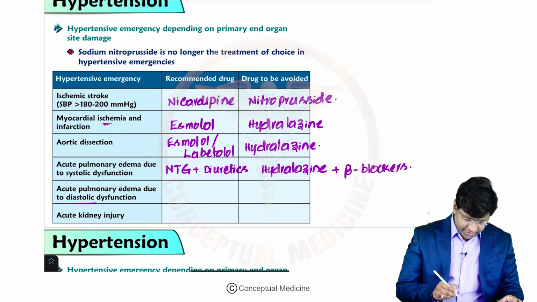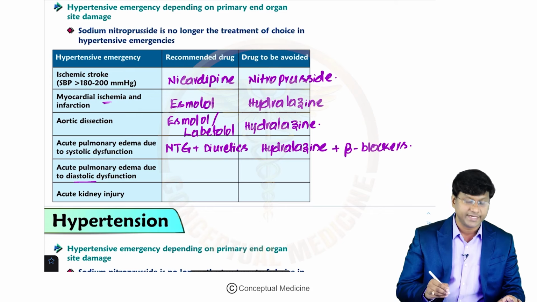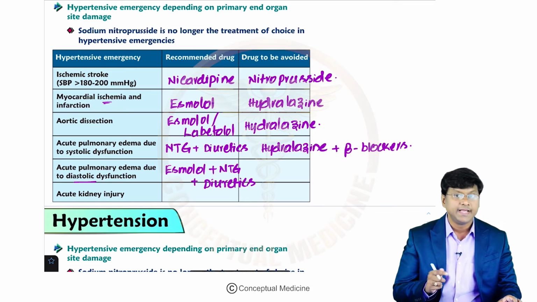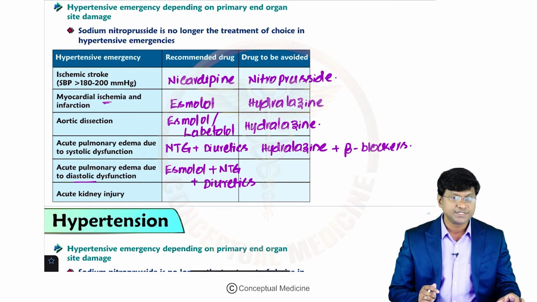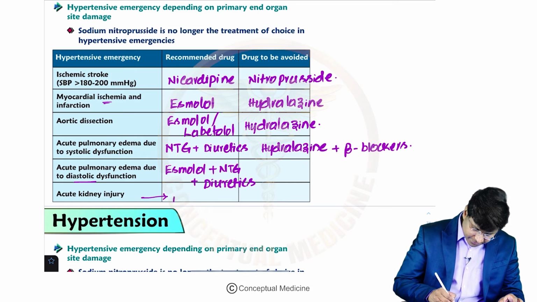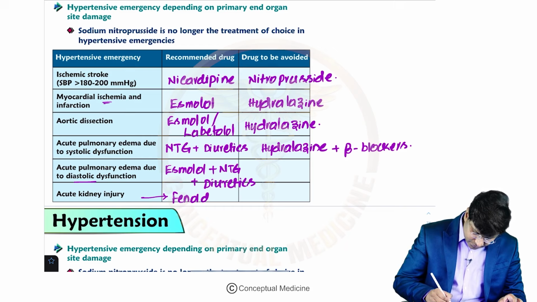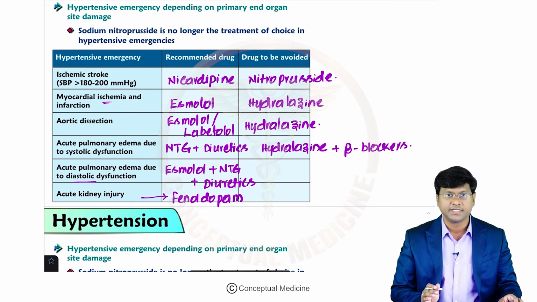Whereas if there is acute pulmonary edema due to diastolic dysfunction, then in such a case you need to give esmolol plus nitroglycerin, and for pulmonary edema you need to give diuretics. And what drug do you give if there is development of acute kidney injury secondary to hypertensive emergency? That includes fenoldopam. So that is the recommended drug if there is acute kidney injury.